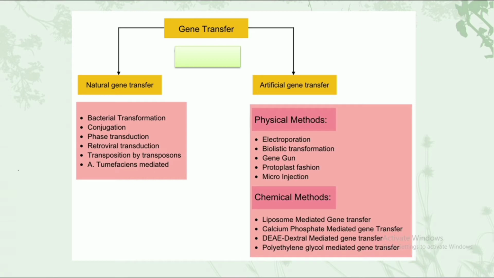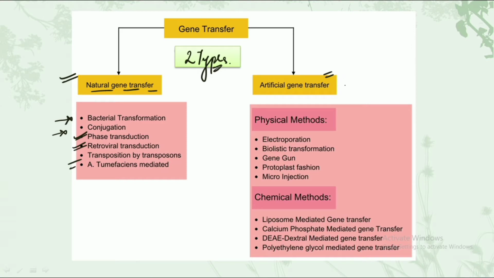So these are the general methods that we could use, but if we look at the various methods in terms of natural gene transfer or artificial gene transfer, we have 2 bifurcations. Gene transfer is basically of 2 types, or 2 natures. In case of natural gene transfer, we could use bacterial transformation, conjugation, phage transduction, retroviral transduction, transposition by the transposome, and also agrobacterium tumefaciens mediated gene transformation.